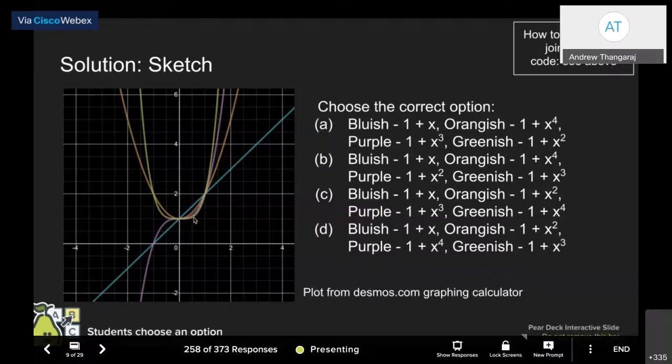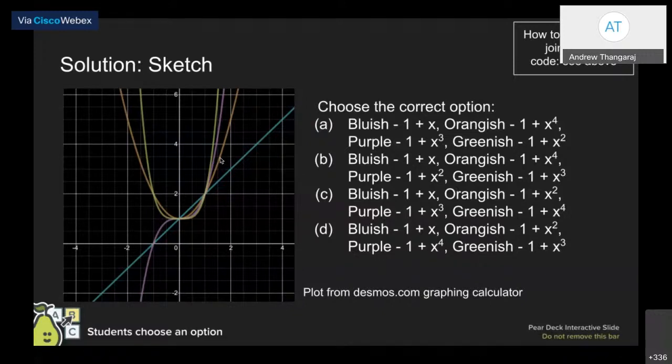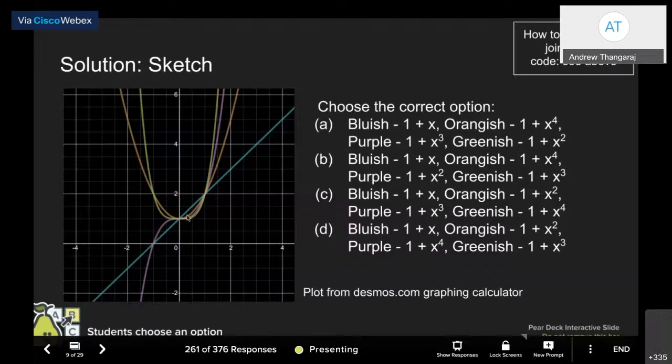The green is below. But notice what happens after 1. When X becomes greater than 1, what goes above? 1 plus X power 4 goes above 1 plus X squared. So that's the behavior that will happen, okay? When you plot the polynomials, 1 plus X power 4 will be below 1 plus X squared, and X power 4 will be below X squared from 0 to 1.